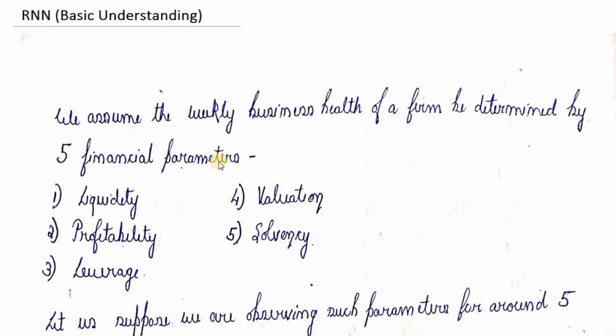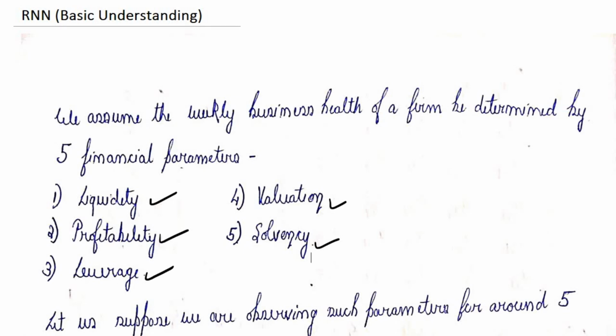Hi everyone. In today's video, we will be discussing recurrent neural networks, and to understand them in a better way, we will explore a basic understanding of RNNs using a small numerical example. Let us suppose we are in a scenario where we need to predict the sales of a particular firm based on some financial parameters. The five financial parameters could be liquidity, profitability, leverage, valuation, and solvency.